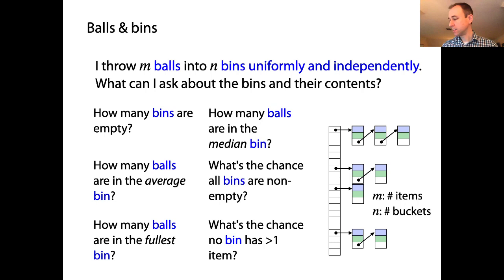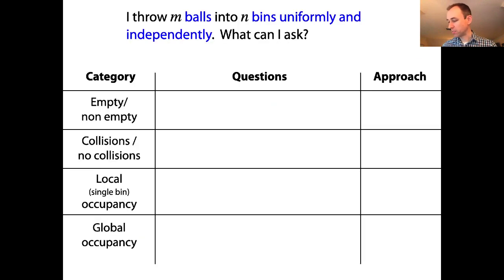Okay. Now let's think a bit more specifically about questions that we can ask and modeling approaches that we can take to answering those questions. Okay, so here's the overarching question. I throw m balls into n bins uniformly and independently. What are the sorts of questions I can now ask? And I've divided them into categories, and let's start with this first category of so-called empty, non-empty questions. So one empty, non-empty question might be, how many bins are empty?